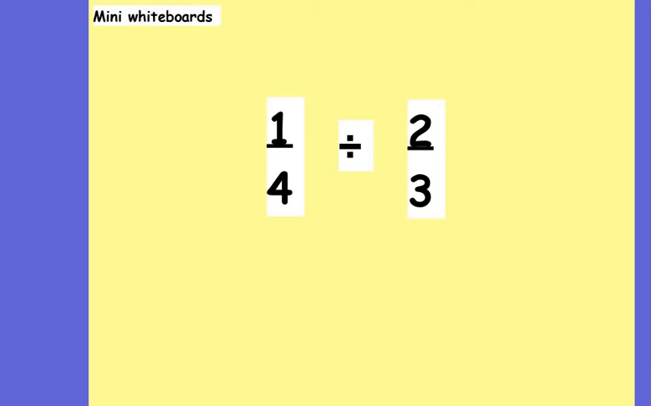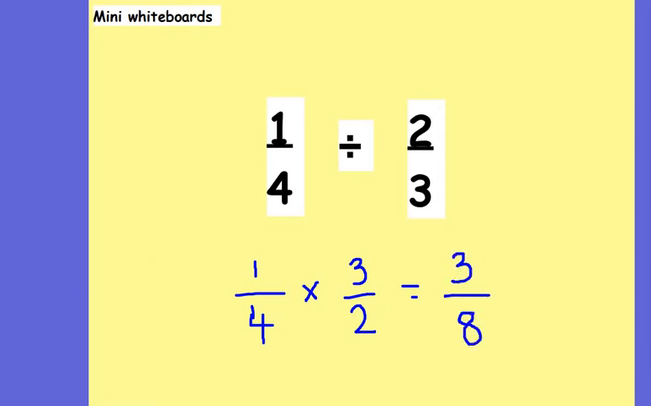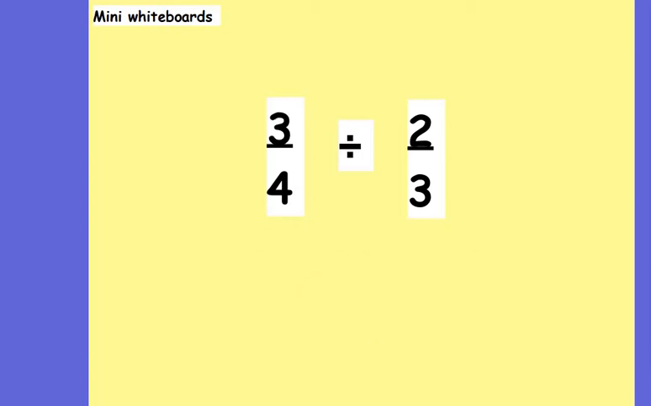Right, let's go through it. This time, I've got a quarter as my first fraction, which I keep. My 2/3 becomes the 3 goes on the top and the 2 goes on the bottom. I change my divide to a multiply, which gives me 1 times 3, which is 3 on the top, and 4 times 2, which is 8 on the bottom. So how about now? Pause the video, have a little think.